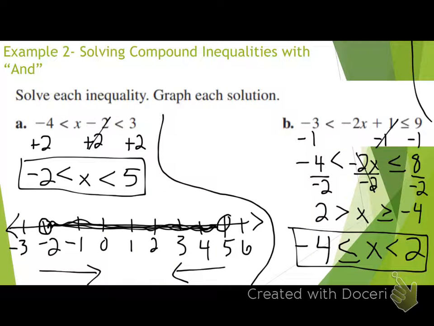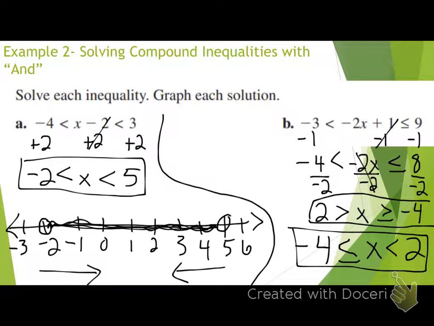If you left it like this, I probably would not count it wrong, because that's still a true statement. Just make sure you graph it correctly. I always like to do smaller number first, variable in the middle, bigger number last. Questions on how I got that? Okay, now let's graph it.